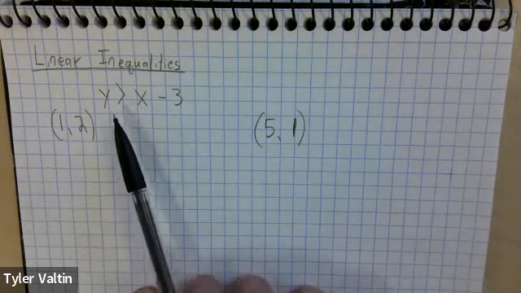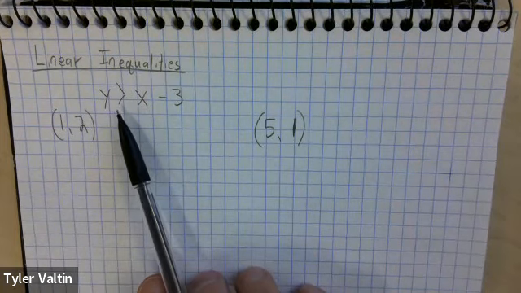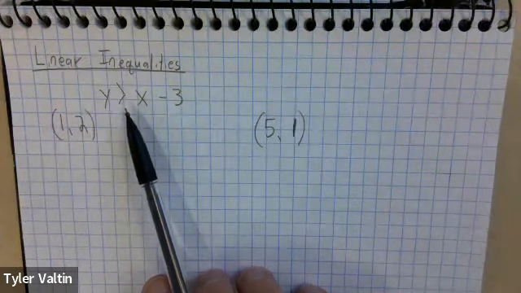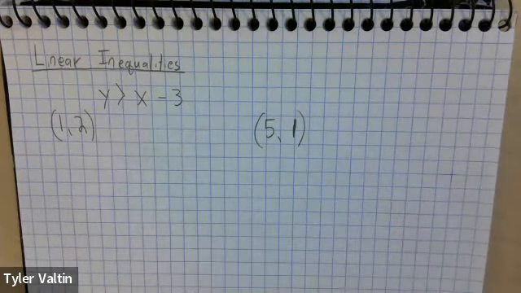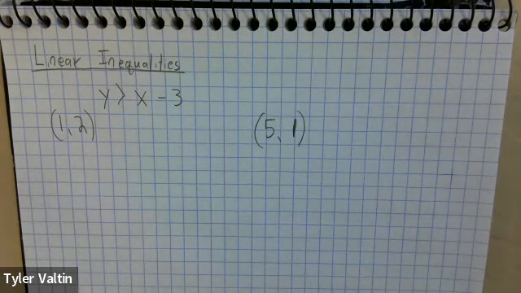So that's what we're going to be talking about today. So that's the biggest difference. We've been dealing with linear equations, and now we're dealing with linear inequalities, where we have two variables, and we're going to talk about all the different possibilities that inequalities provide for us.